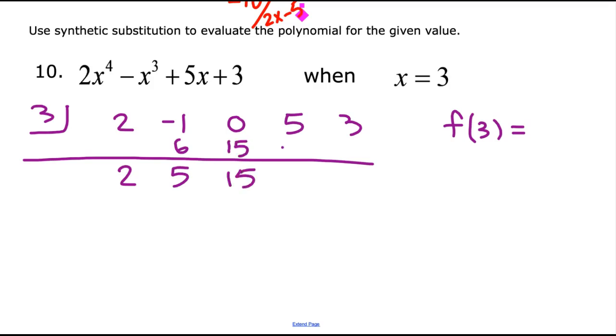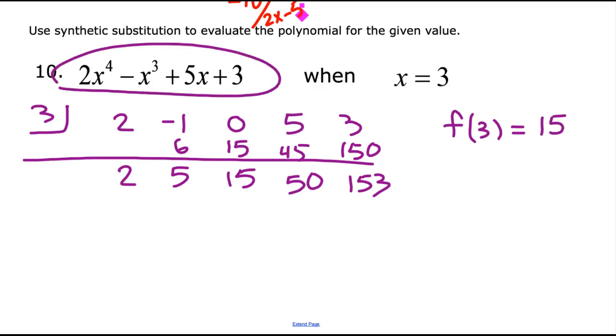15, 45, 50, 153. In case I made any mistakes, look it over again. So it looks like when you put a 3 in this polynomial here, you're going to get 153 as your value.